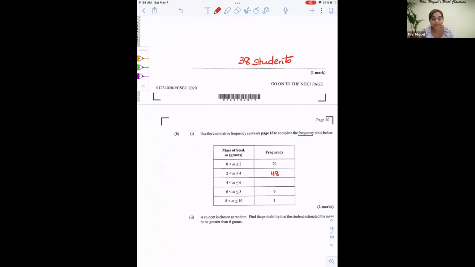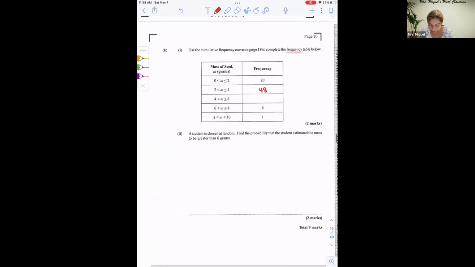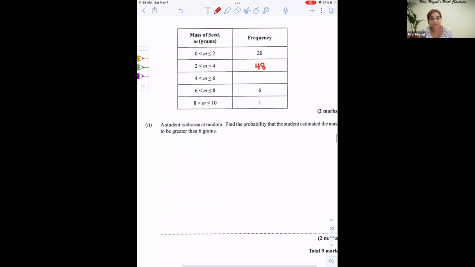So let's write that. So here, this is 48. How many students in the distribution? What was the number of students N? How much was it? How many students in the distribution? 10, 20, 100, 200. How many students?